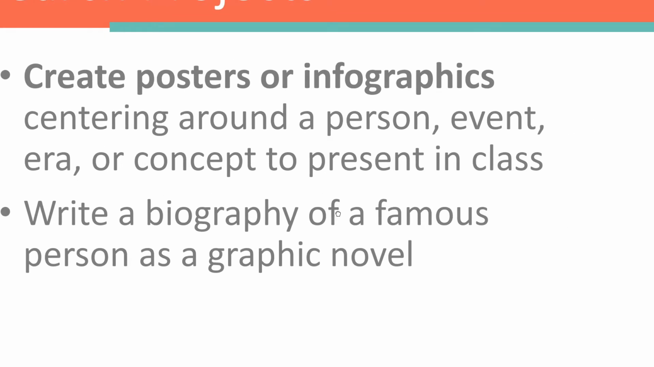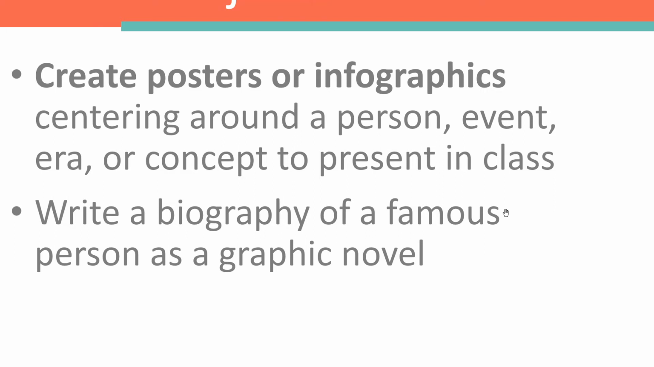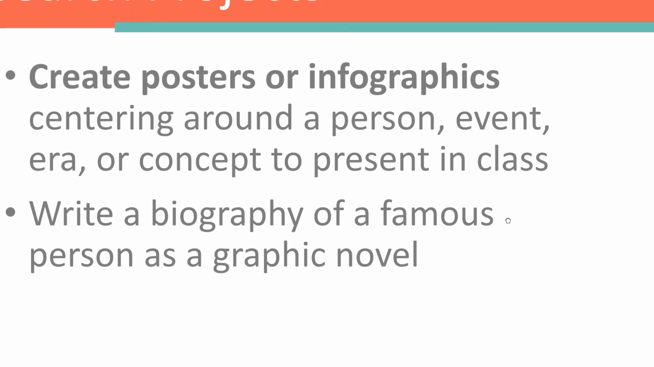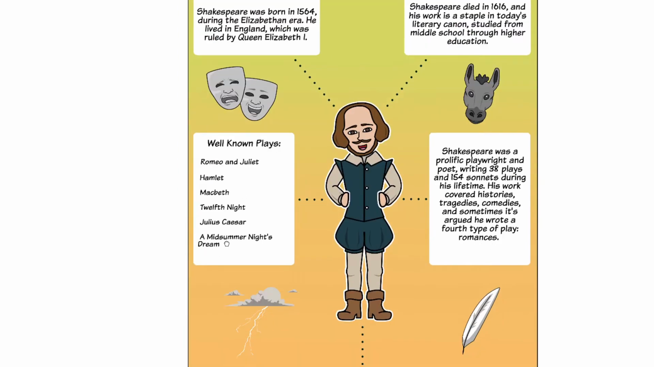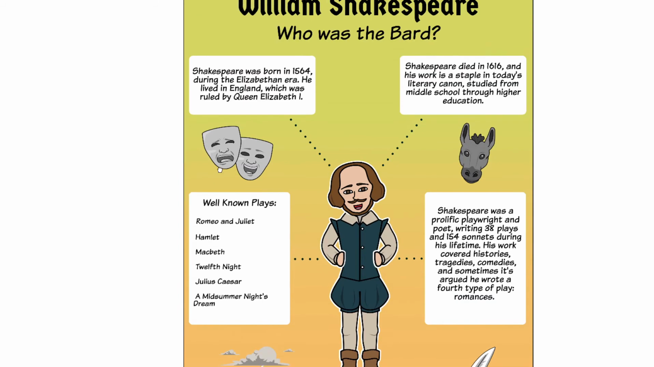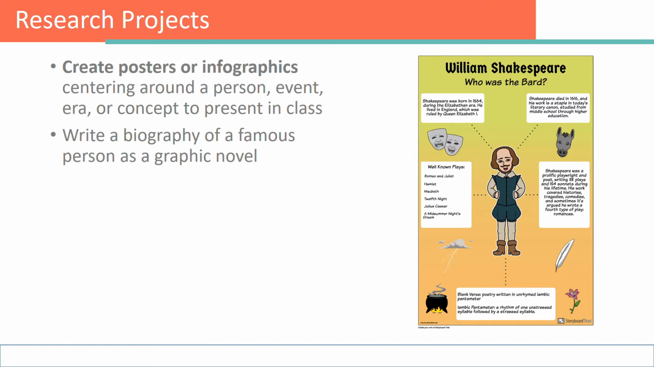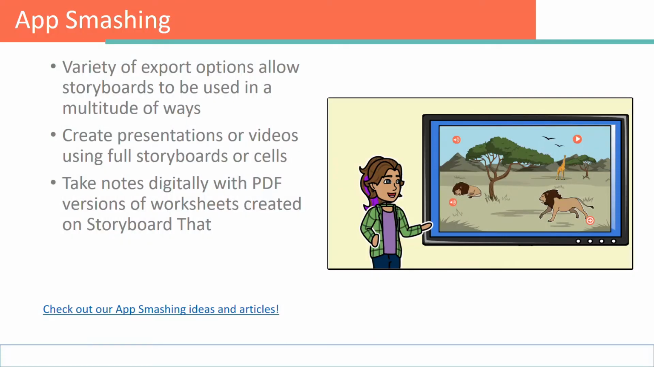You can create posters or infographics centering around a person, event, era, or concept to present. So you can choose whatever character in whatever era and do this kind of infographic, and then you can use these infographics in your school. You can post them in the school so the other students can see your work. If you end up with a fully functional project, you can then export it in different ways. It can be an image, it can be done in PDF format, or you can make a video of moving cells one after another.